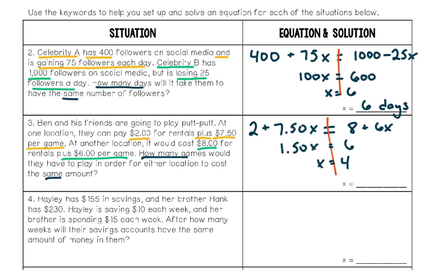All right, check your work. You should have got x equals 4. What does 4 mean in the context of this problem? 4 is the number of games Ben and his friends would have to play for it to cost the same at either location. Those two problems were very similar, but number 4 is a little bit different.